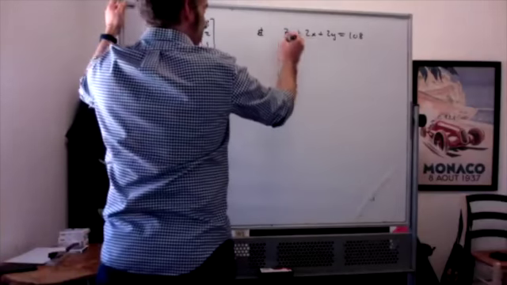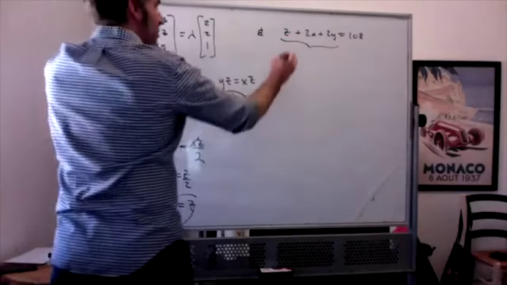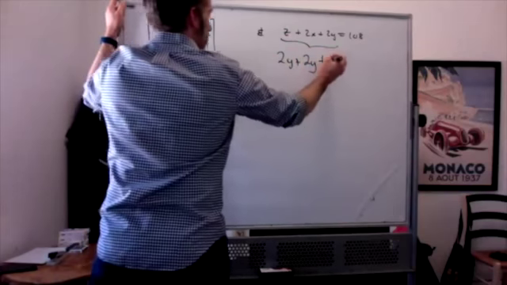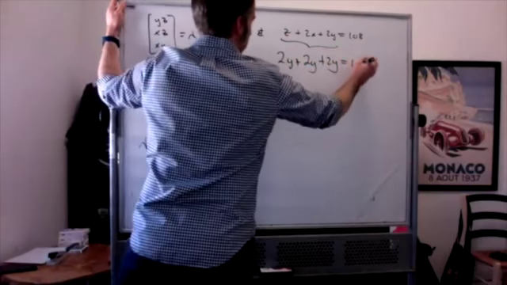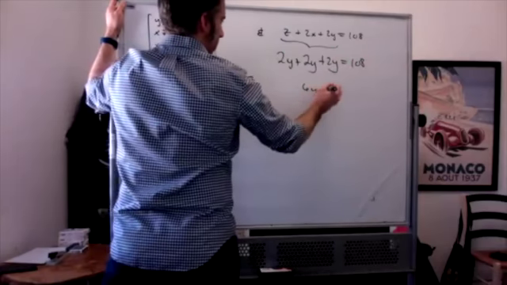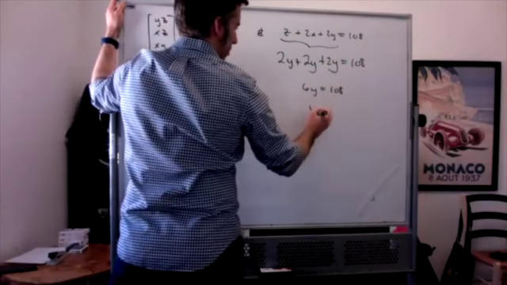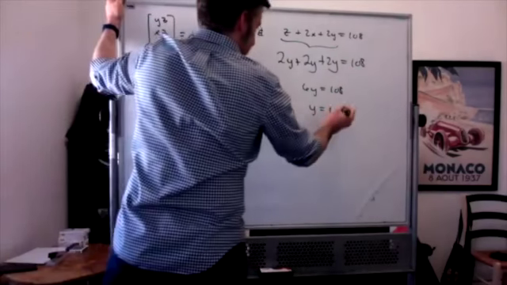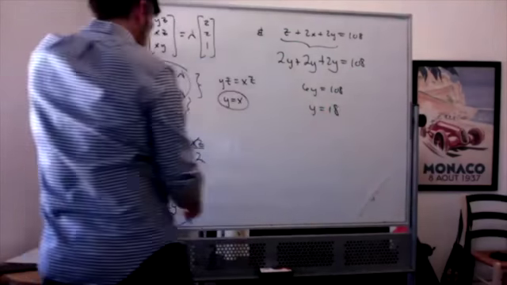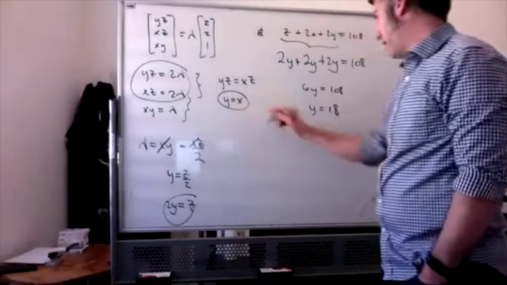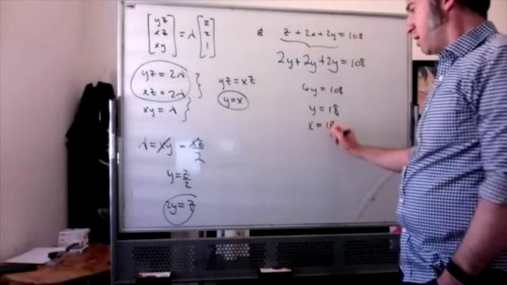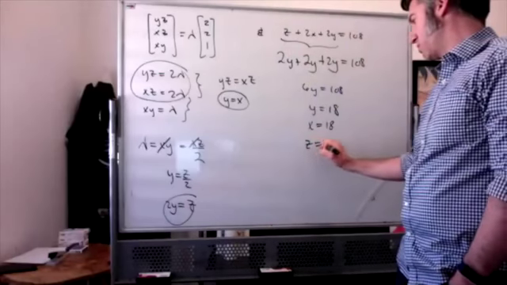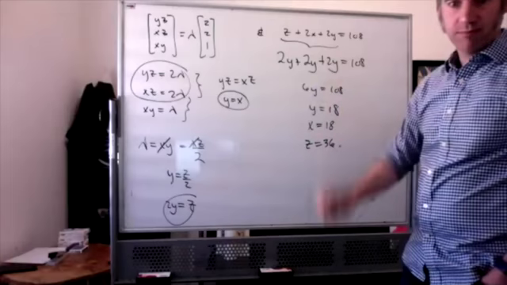So this equation becomes 2y plus 2y plus 2y equal to 108. So 6y equals 108. Y is 108 divided by 6, which guess what? That's 18. Then x is also 18. And z is 2 times y, so z is 2 times 18, which is 36. Done.